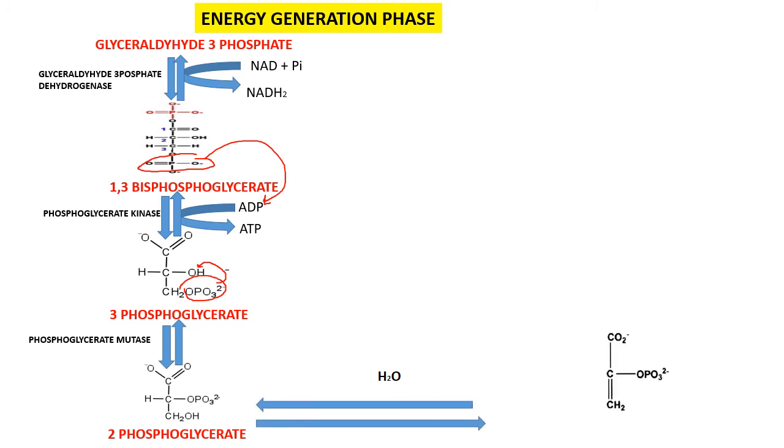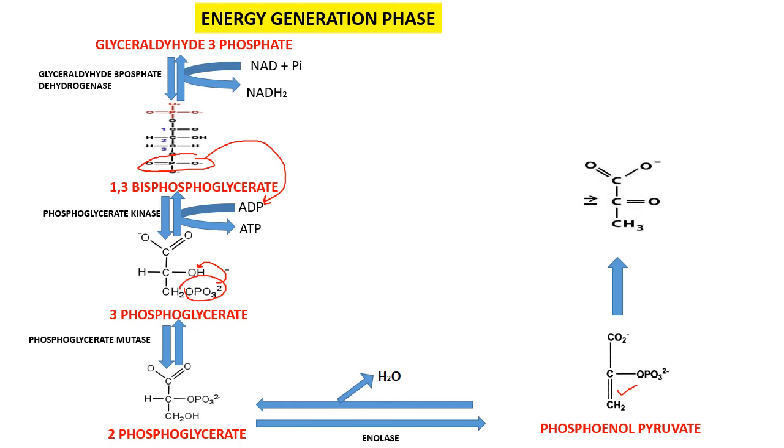3-phosphoglycerate is converted into 2-phosphoglycerate, which in the next step loses a molecule of water and is converted into phosphoenolpyruvate. The enzyme which catalyzes this reaction is known as enolase. A water molecule is released in the reaction and a double bond is added in the molecule.